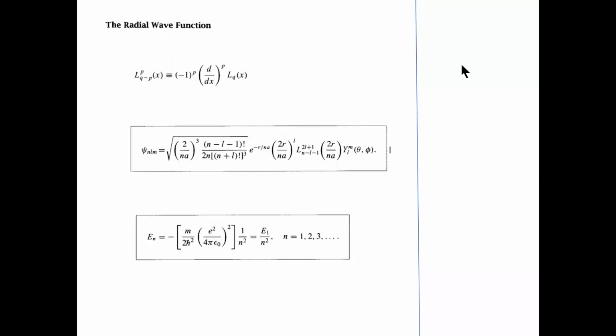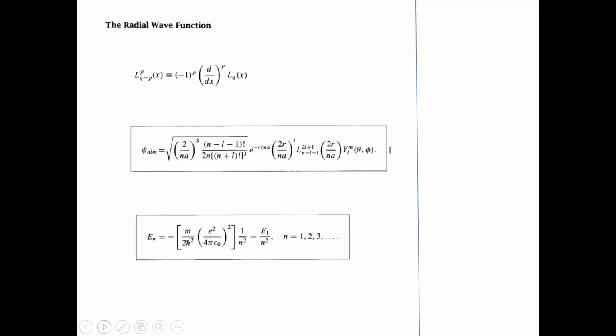So the solution that you get for the radial equation is of this form. Now here this L of q is actually the Laguerre polynomial. Just like you saw the Legendre polynomial, this is the Laguerre polynomial. This Laguerre polynomial again can be generated. I'll show you how it can be generated.